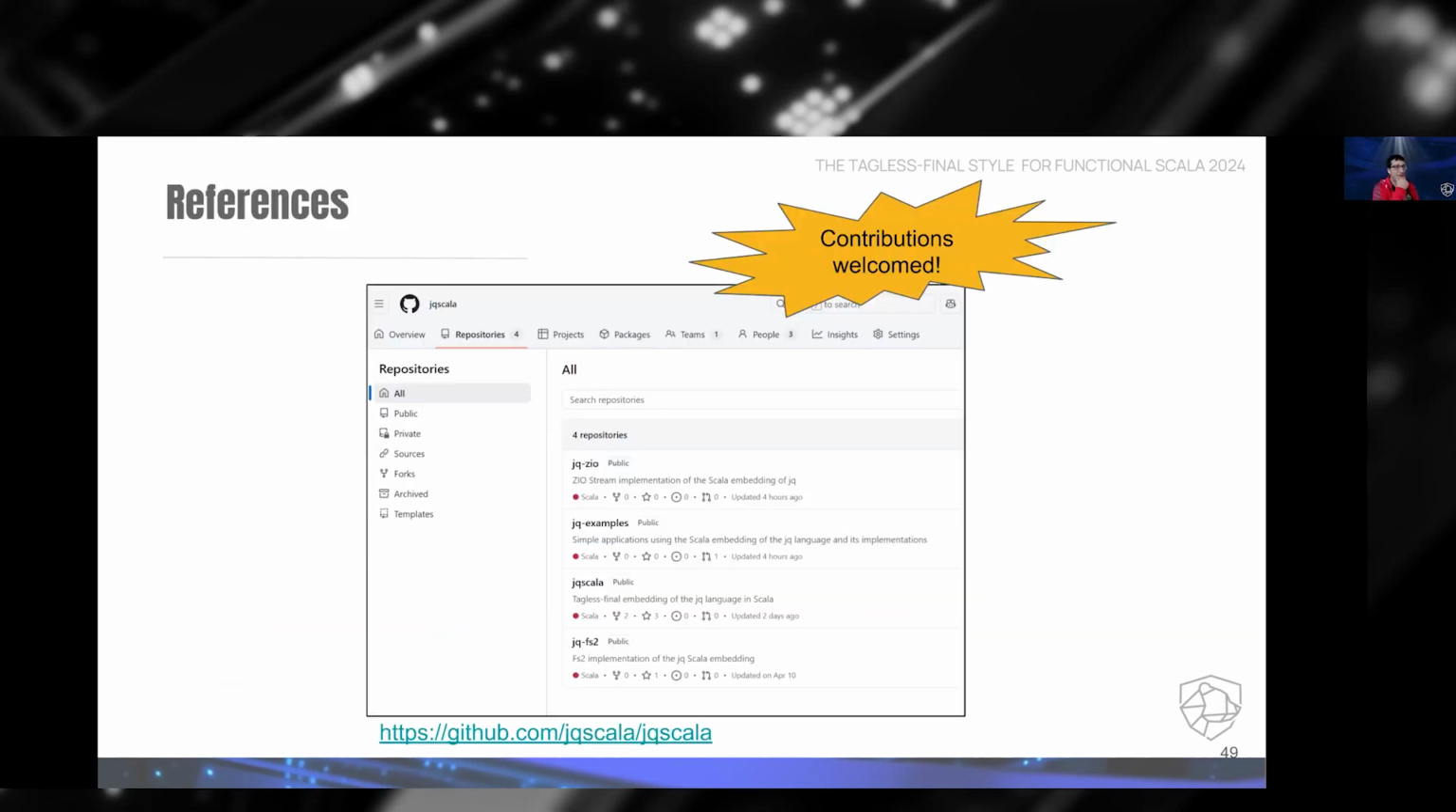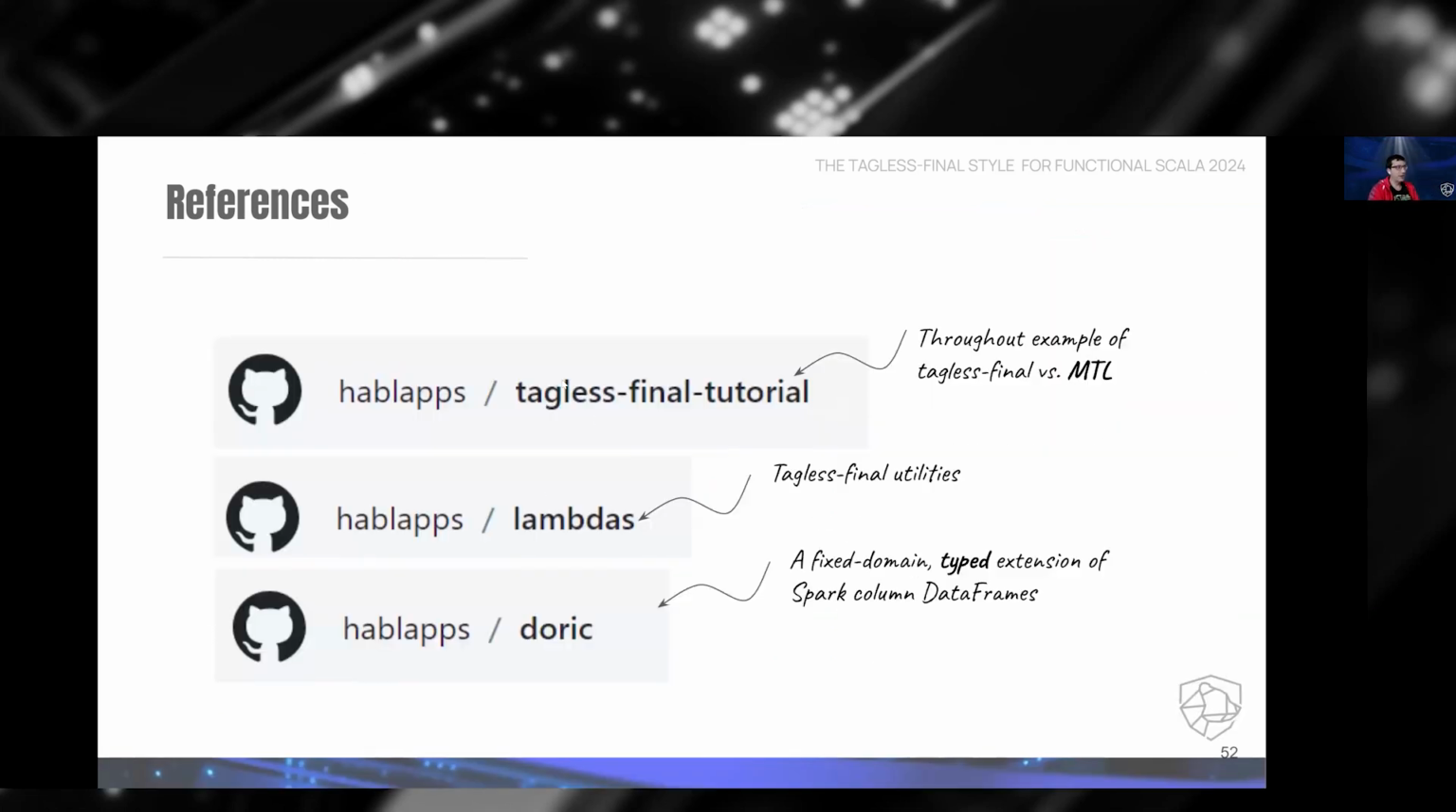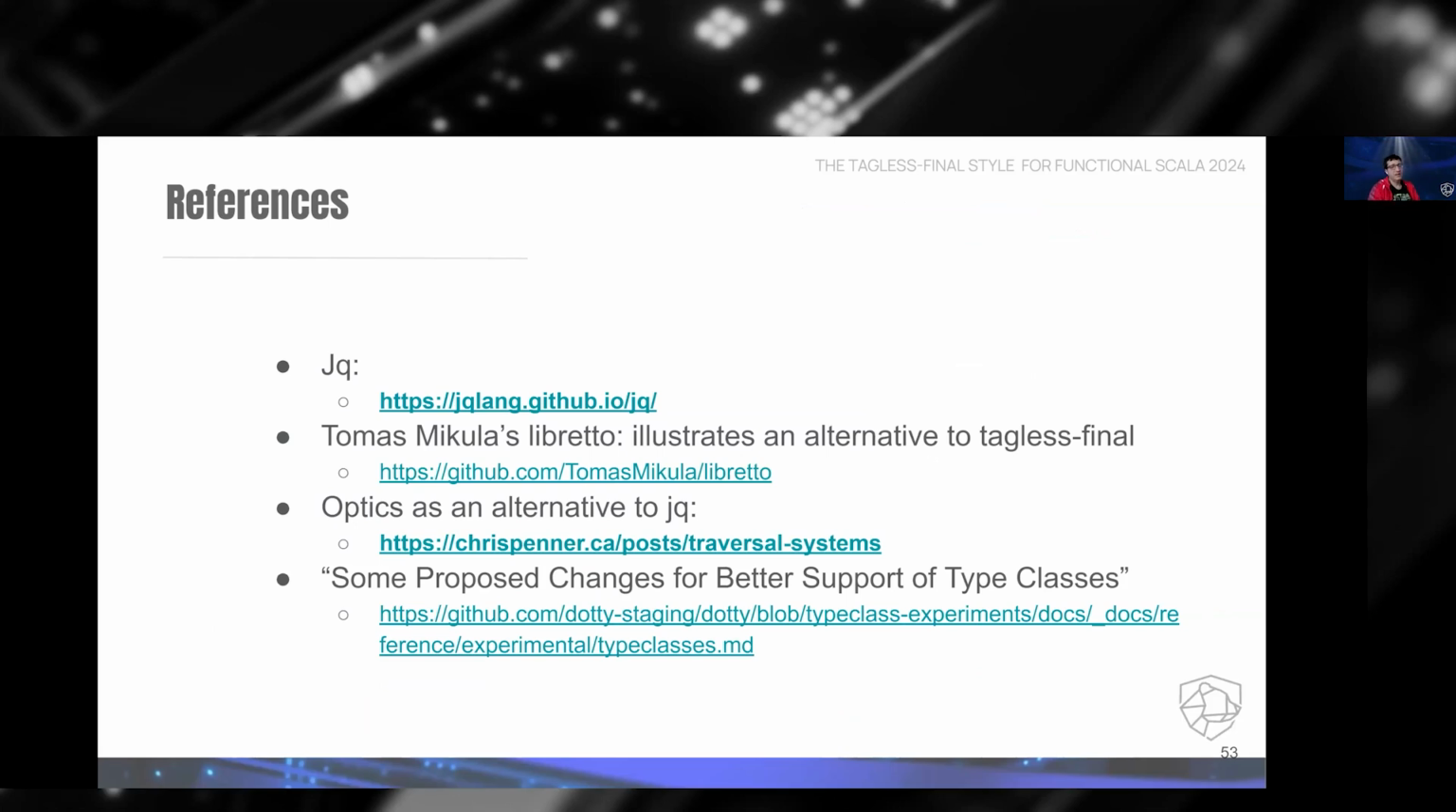So some references. Contributions are welcome if you want to join this effort of implementing this JQ embedding. You are more than welcome. This is just a proof of concept. Okay. The source for the tagless-final style is, of course, the FTP site of Oleg Kiselyov, but you can also find this tutorial in our GitHub repository that I think is quite good in order to illustrate the difference between monadic and applicative applications and the tagless-final style, which are quite different. Okay. There are other approaches, okay? Not only tagless-final. I think that the important thing is the DSL architecture for functional programming.